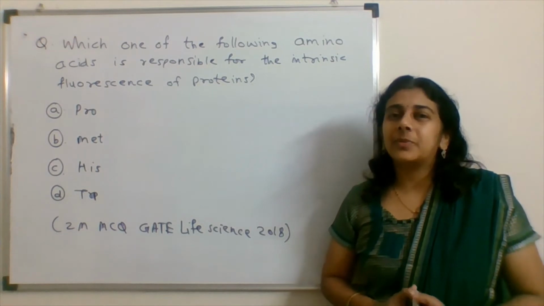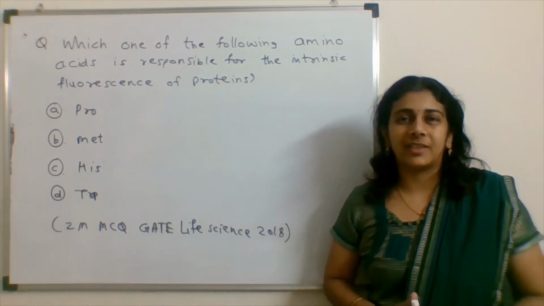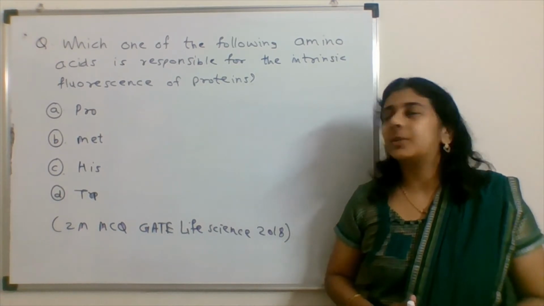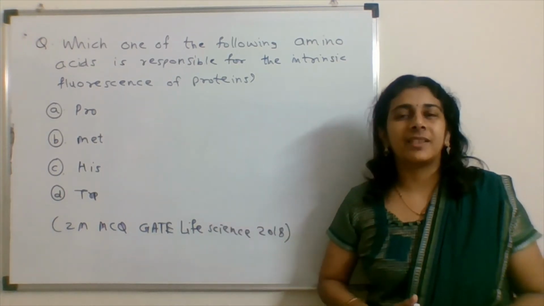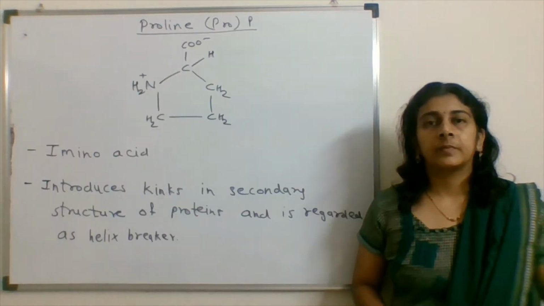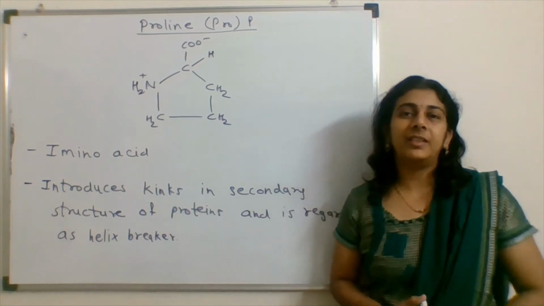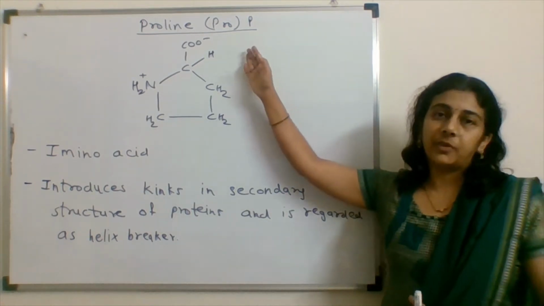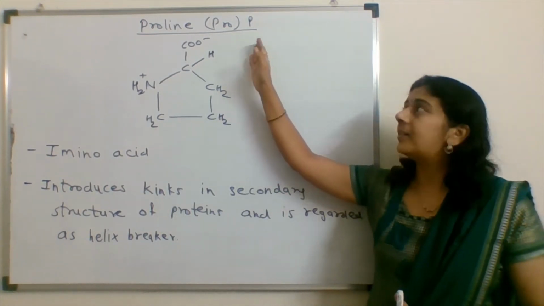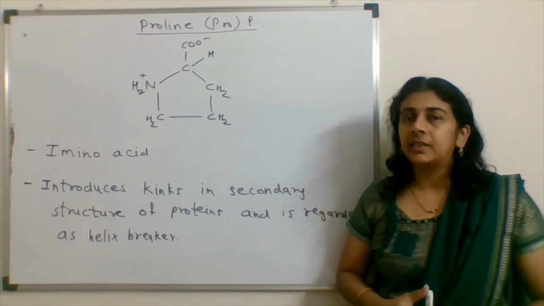To solve this question, we must have an idea about the structures of amino acids. So let's go through the structure of each amino acid to find the answer. Starting with the first option, proline. The three-letter code for proline is PRO, and with the single capital letter P we denote proline.